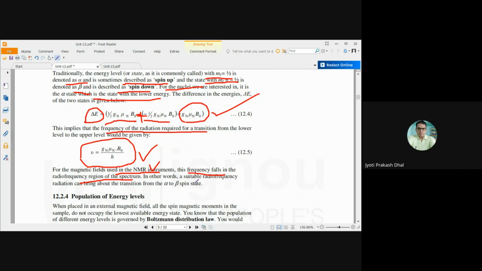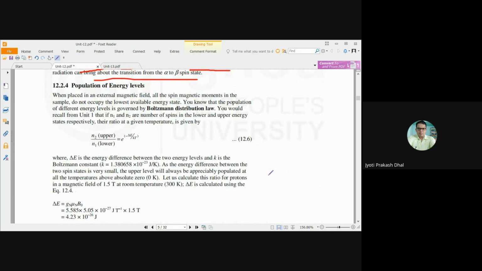In other words, a suitable radio frequency radiation can bring about transition from alpha to beta spin state. So if a suitable radio frequency is irradiated onto the nucleus, it is possible to transit from the alpha state to the beta state.